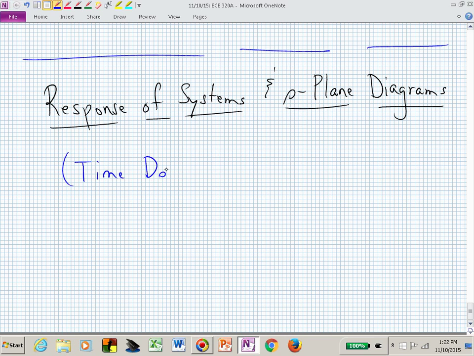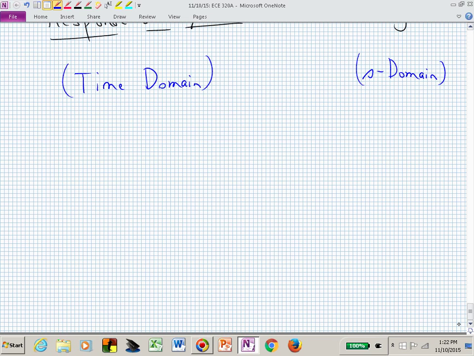I will try to keep the time domain on the left and the frequency or S domain on the right. As electrical and computer engineers, you need to be comfortable going back and forth, thinking in both. Suppose that now I looked at a passive low-pass filter.